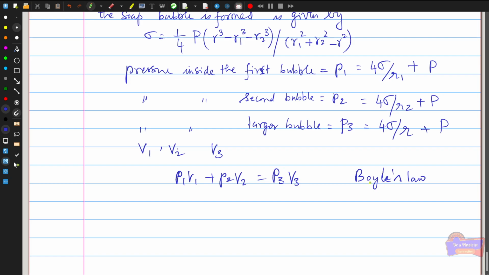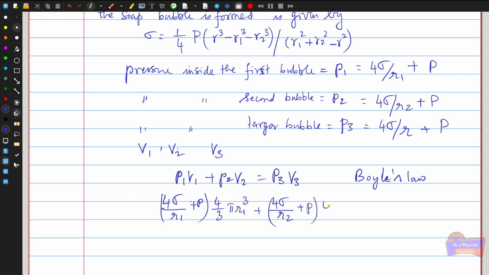This is Boyle's law, which you have already studied in your previous classes. So I can write P1 V1, substituting the values. P1 is 4 sigma divided by R1 plus P, into the volume of the sphere, which is 4 by 3 pi R1 cube, plus similarly P2 V2, which is 4 sigma divided by R2 plus P, into 4 by 3 pi R2 cube, which is equal to 4 sigma divided by R plus P, into 4 by 3 pi R cube.